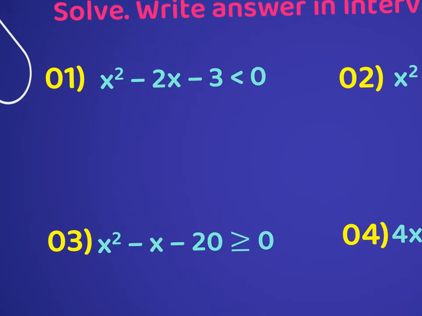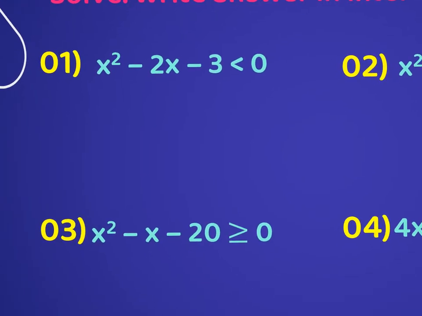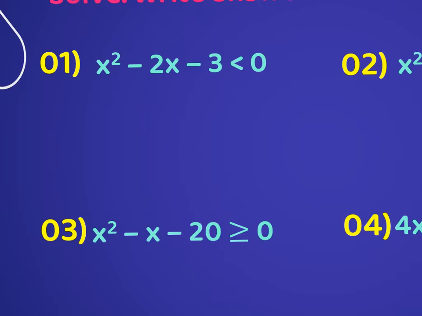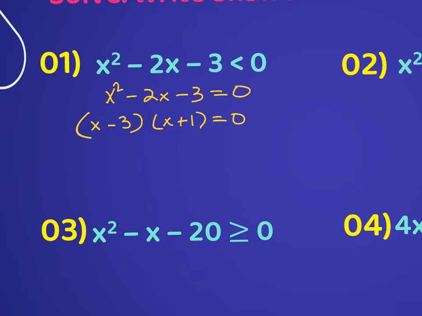So here's my first question. Again, my 0 is all by itself. So now I'm going to factor this as if it were an equal sign. So I can go ahead and rewrite it as x squared minus 2x minus 3 equals 0. I'm looking for the factors of -3 that when I combine them give me -2. And those factors are going to be x minus 3 and x plus 1. I now am going to take those 2 factors and set them equal to 0.